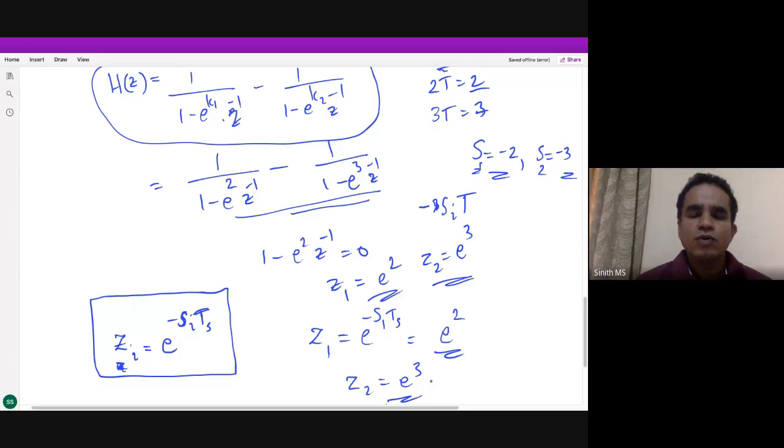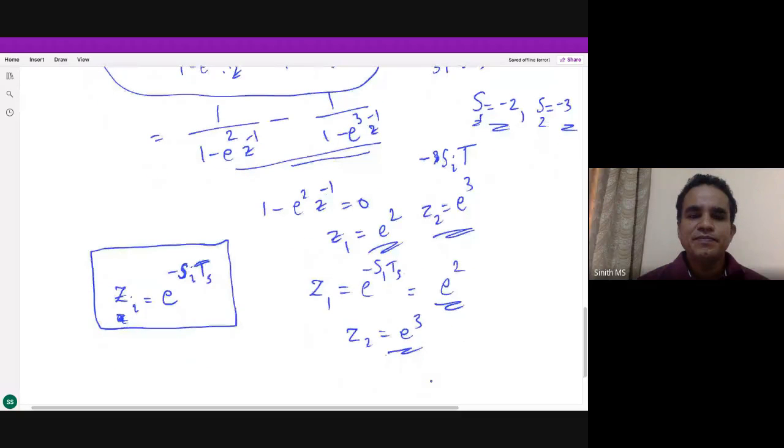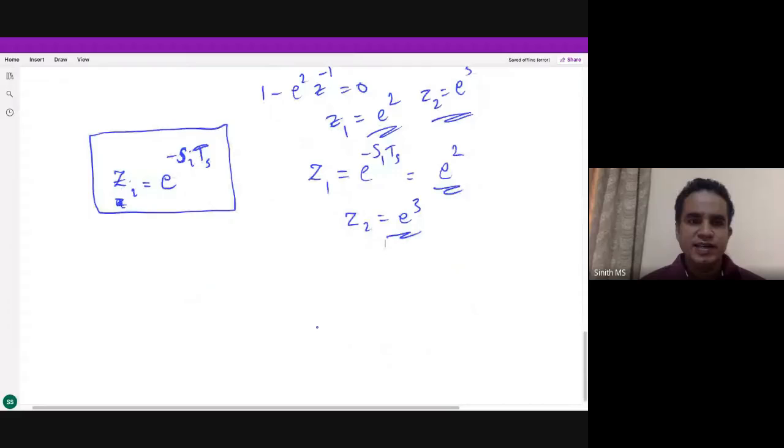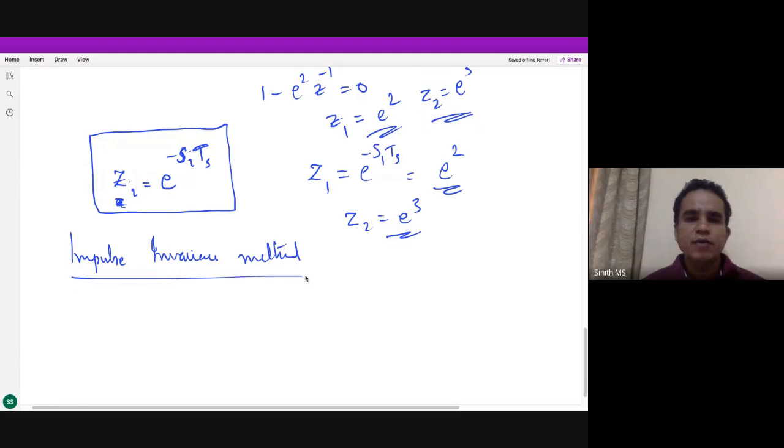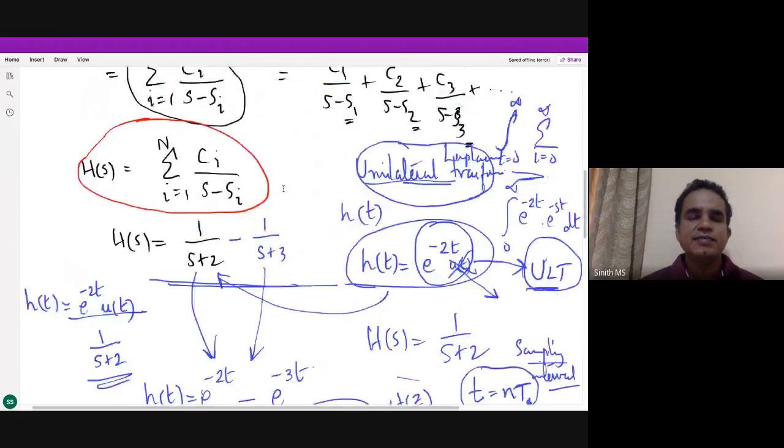So this is how we proceed with the transformation in our case. And this transformation from s to z is called the impulse invariance method. Let us see this in a more generalized fashion, where we assume that H(s) is sigma Ci by s minus si.